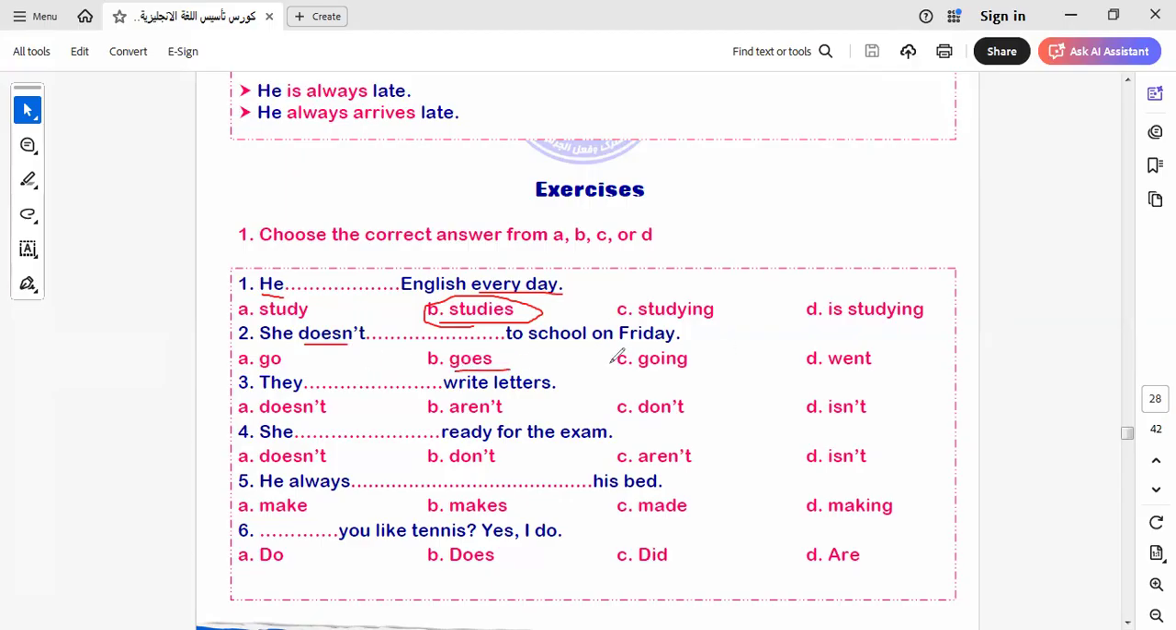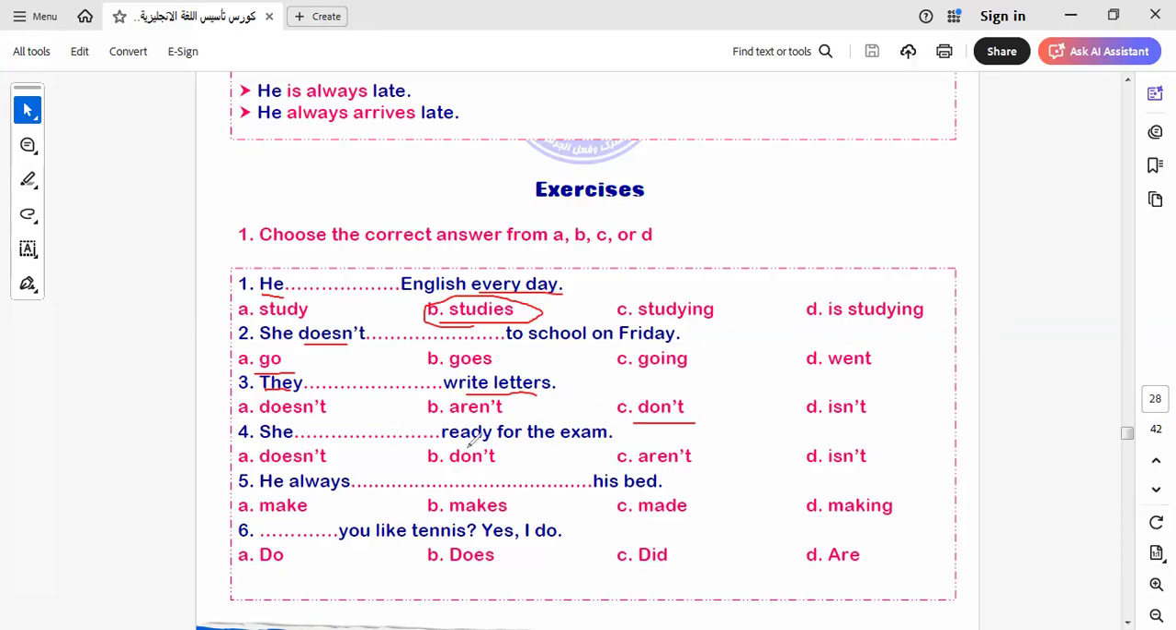I can say goes? All of you are saying, you're wrong, Miss. Why wrong? Because as we told you before, when we use doesn't, the verb must be in the infinitive form. I put goes, but that is a very big mistake. So here it would be she doesn't go. They write letters. So they take don't, because they don't take S.